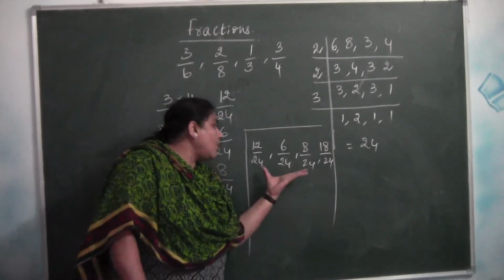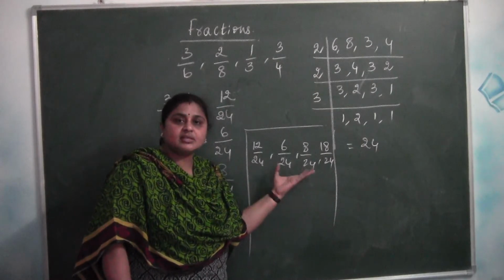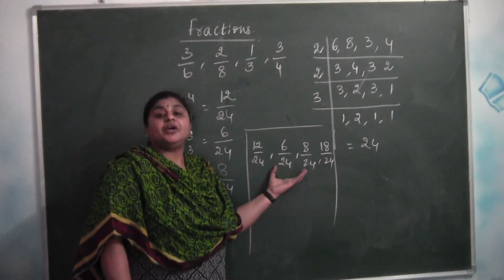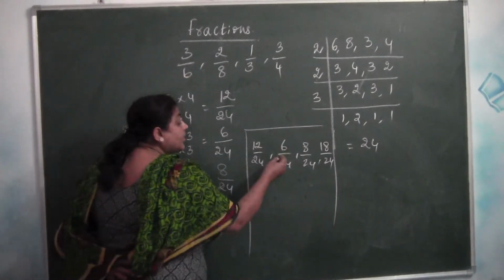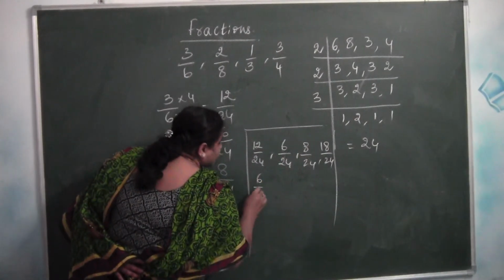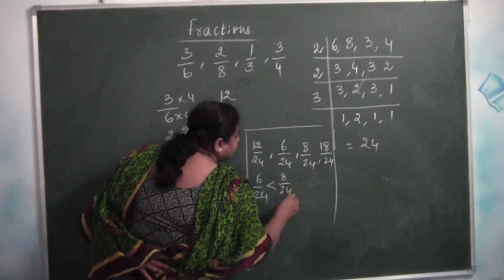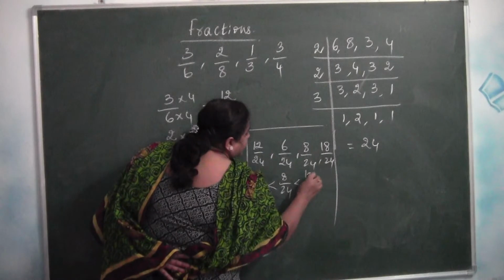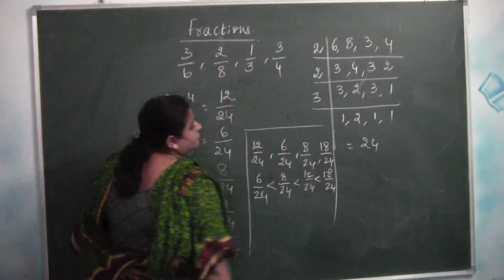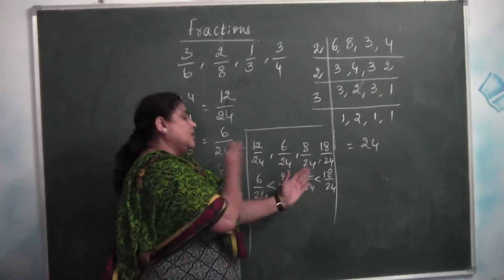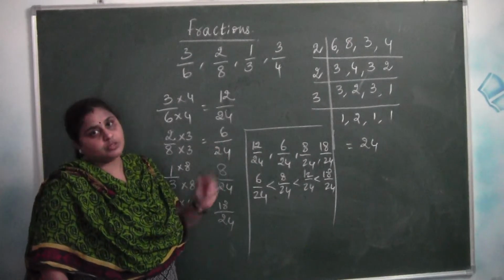Yes, because all the denominators are same. When all the denominators are same, what are we going to do? We are going to compare the numerators. Now in ascending order, small to big, 6/24 is less than 8/24 is less than 12/24 is less than 18/24. Descending order, vice versa, like from back to front, bigger to small.